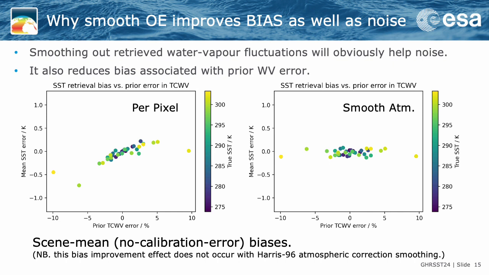So on the left-hand diagram here, we can see that if we retrieve per pixel, a significant correlation exists between the average SST error across the scene and the total column water vapor error that was used in the simulation of the prior brightness temperatures. Essentially, when it's the per pixel, there isn't enough information to correct this total column water vapor error very well. But when we're doing several pixels together with a common water vapor retrieval, there is enough information to reduce the error in the total column water vapor, and that at the same time improves the SST error, and that's what's shown on the right.